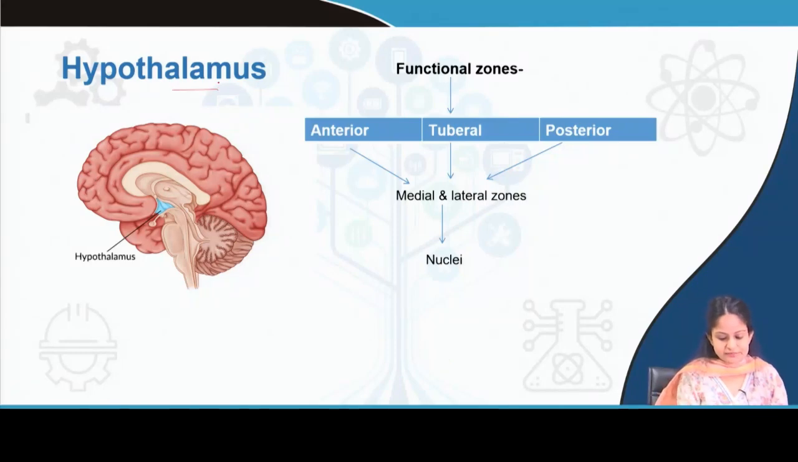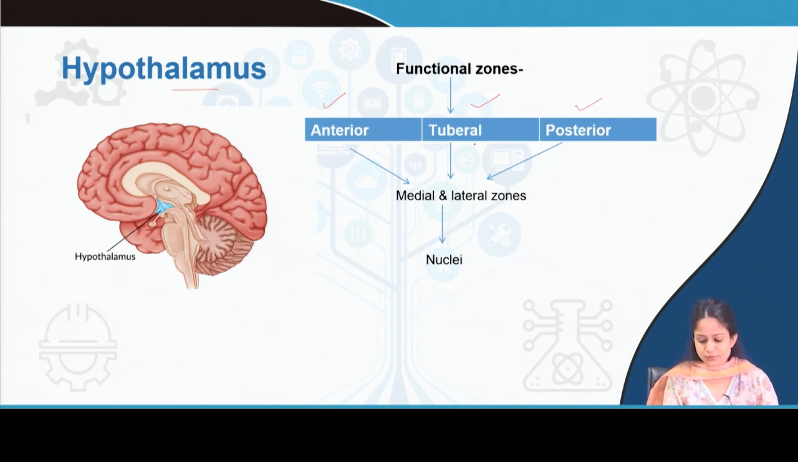As I told you, hypothalamus means, as the name suggests, anything below the thalamus. It is separated from thalamus by hypothalamic sulcus. You have to remember the 3 zones. It also has various nuclei. The functional zones, if I start from anterior to posterior region, are the anterior, tuberal and posterior zones.